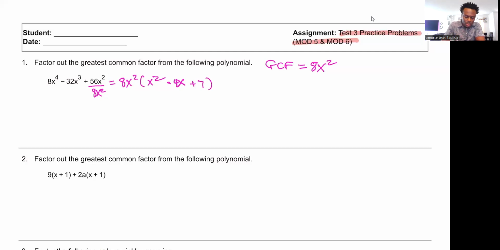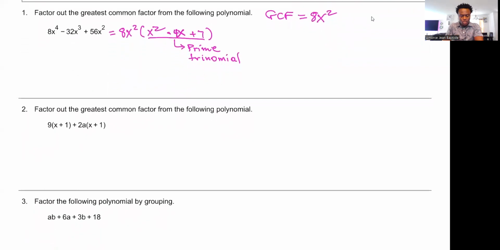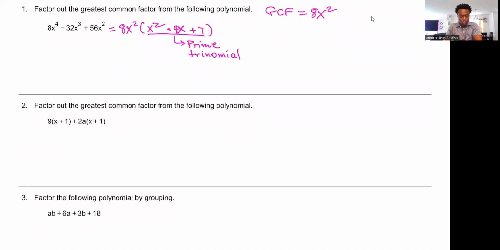And then if you check, you would see that the expression inside of the parentheses cannot be factored. There are no 2 factors of 7 that add up to -4. That's when you would know that this inside expression, this inside trinomial, is called a prime trinomial, so you can't factor it any further. So that's pretty much your answer for question number 1.